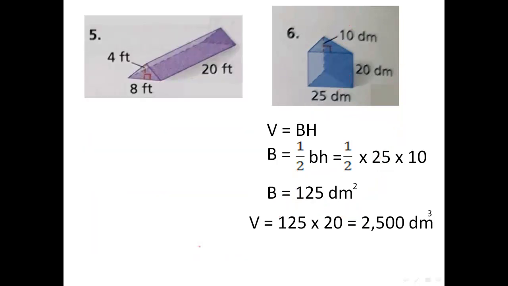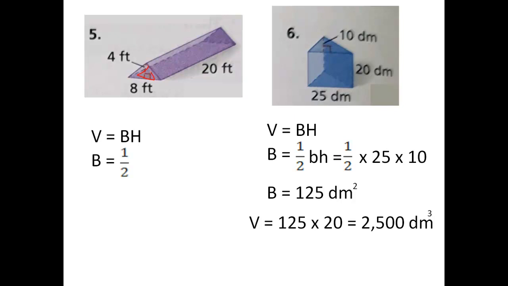Question 5. You have here also a triangular prism. The base of the prism is a triangle, so let's do the same. The volume of any prism is area of base multiplies height. What is the base here? The base here is a triangle. What is the area of a triangle? Area of triangle is half base multiplies height.